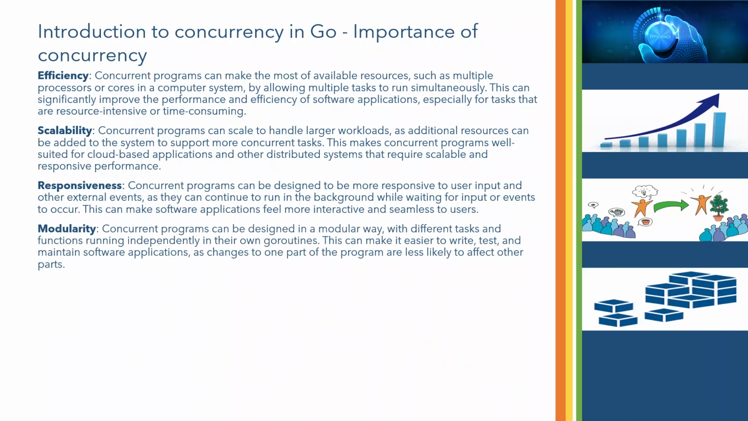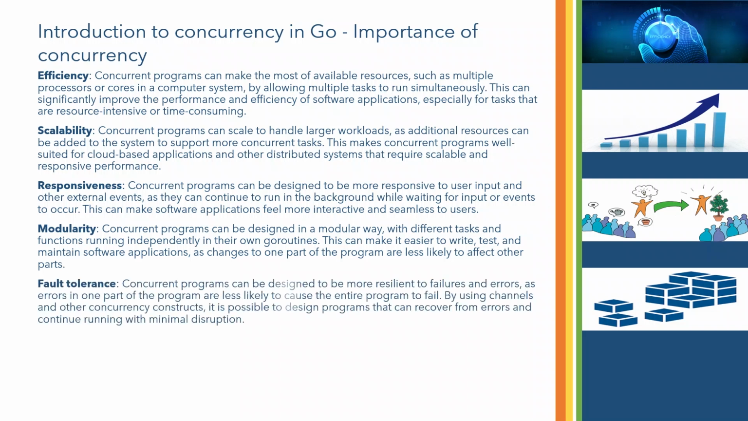Modularity. Concurrent programs can be designed in a modular way, with different tasks and functions running independently in their own Go routines. This can make it easier to write, test, and maintain software applications, as changes to one part of the program are less likely to affect other parts. Fault tolerance. Concurrent programs can be designed to be more resilient to failure and errors, as errors in one part of the program are less likely to cause the entire program to fail.